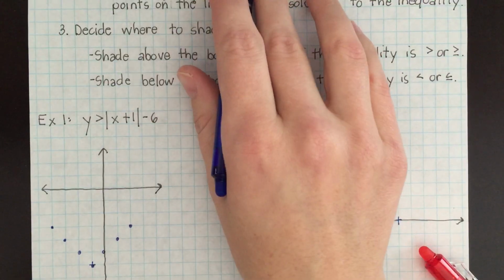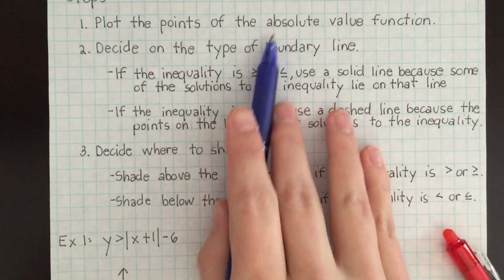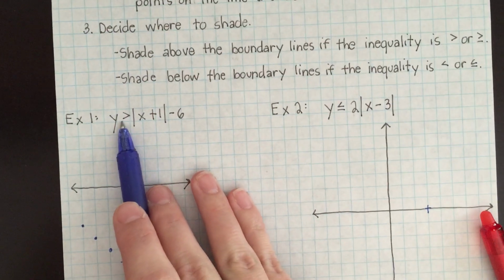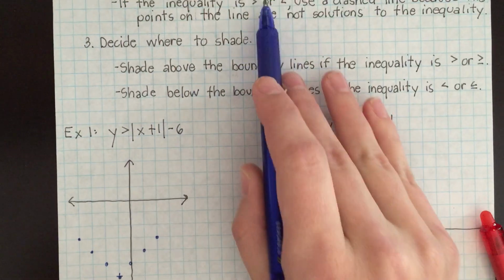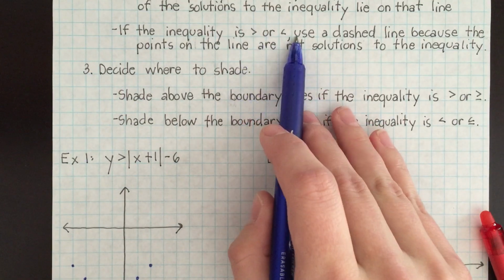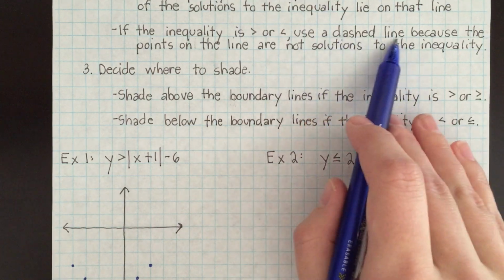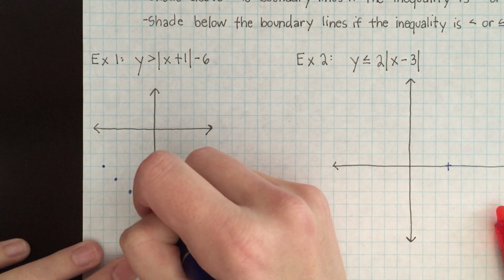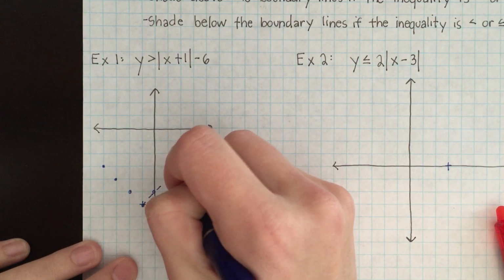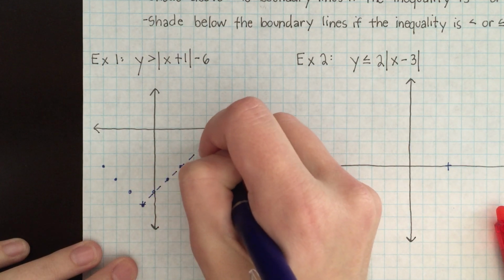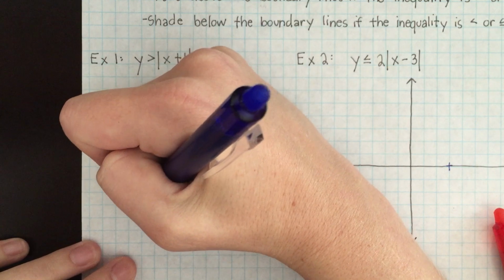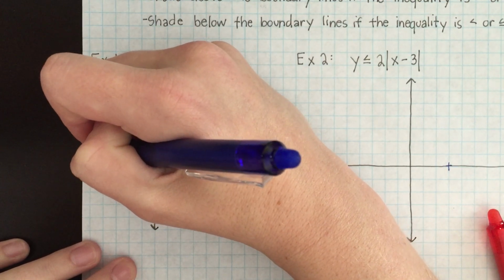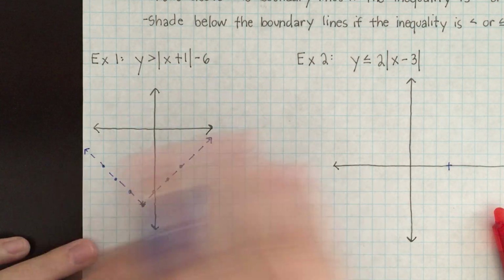So next, once I plot the points, that was step 1. Step 2 is decide on the type of boundary. That does not have the or equal to. If it does not have the or equal to, we are going to use a dashed line. So this is how we'll draw it, kind of like not solid. Okay, going on forever, not solid. Same on this side. Okay, so now we've got our line.